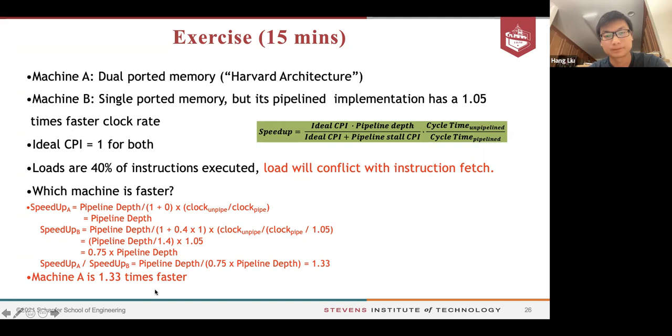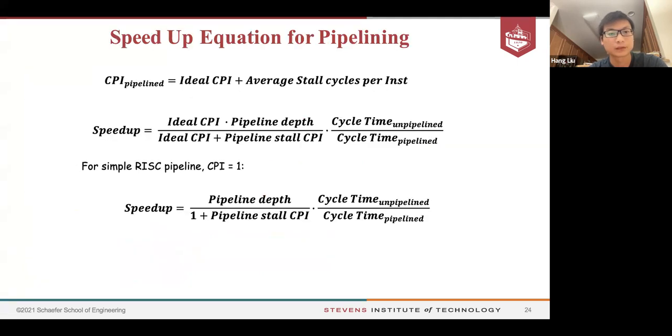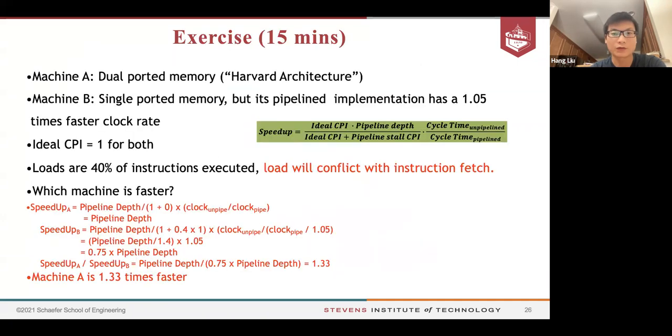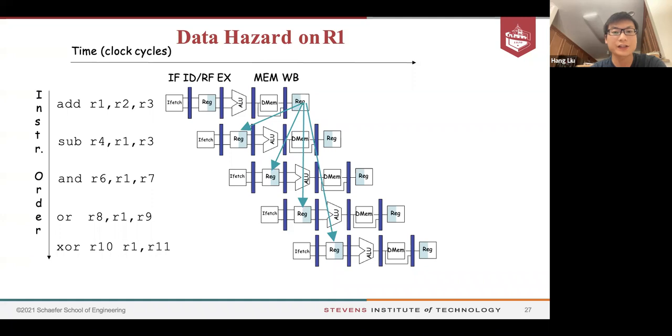Right, the speedup is over the unpipelined case. All right. So we finished the structure hazard, okay, sorry, it's only structure hazard finished. And then we go to data hazard.